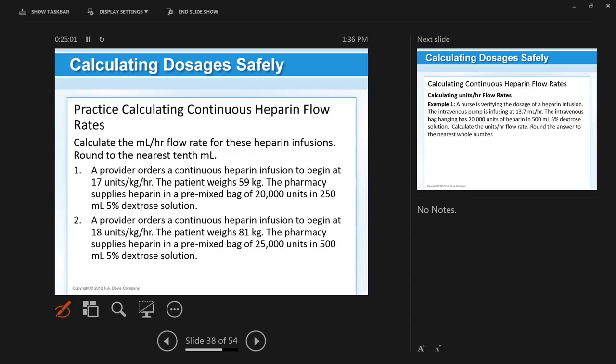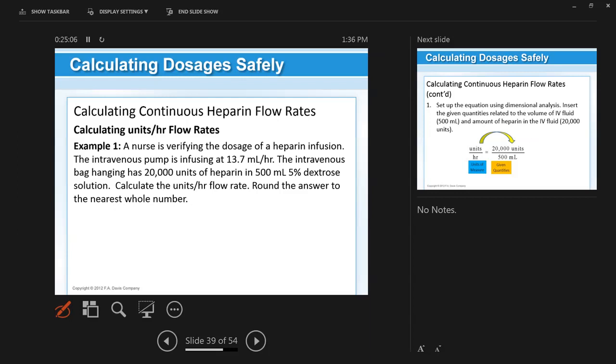All right, we've got a couple more practice problems here. I'm going to let you review those on your own. And now what we're going to do is look at a flow rate.